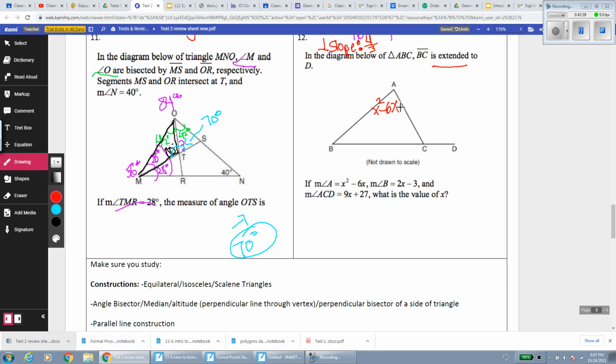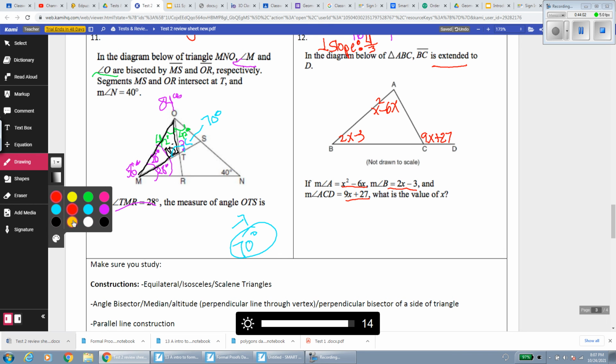The measure of angle B is 2x minus 3, just filling in from the givens. And the measure of angle ACD, C is in the middle, so that's right here, the exterior angle, is 9x plus 27. And all it's asking us to do is find x.